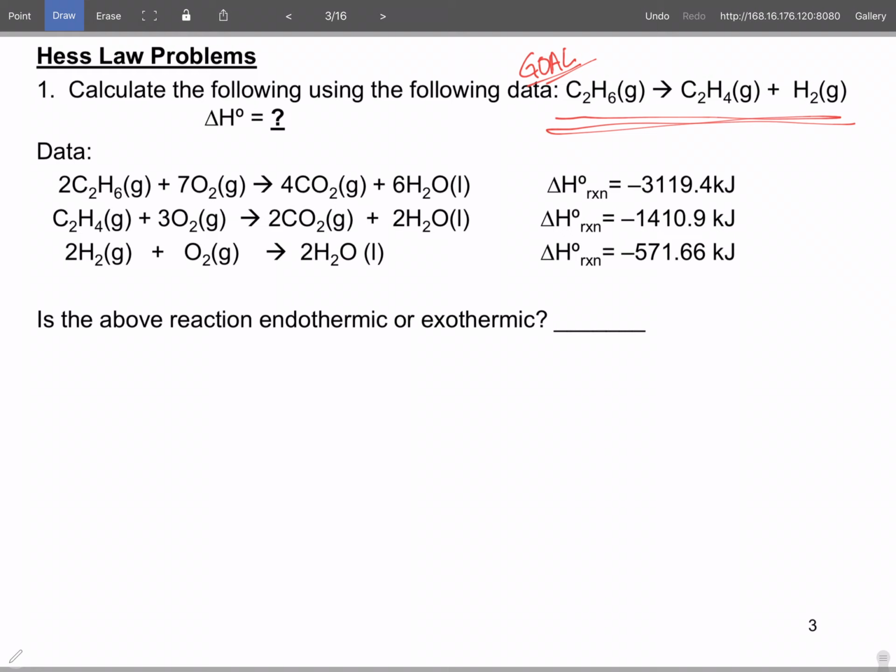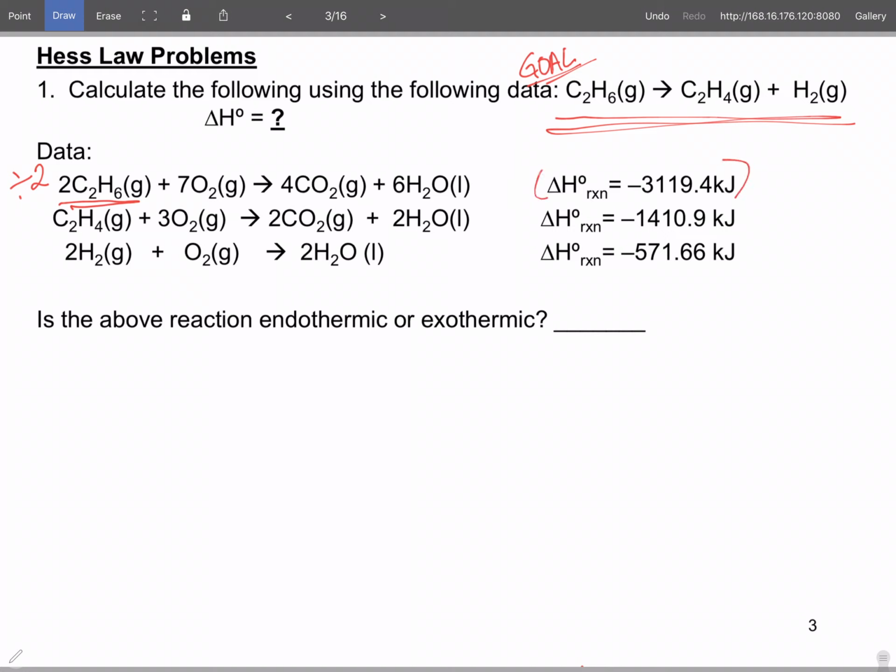So, the way to work this, the easiest thing, is left to right. We notice that this first step has the C2H6, and we have it on the reactant side, which is where we need it, so we're going to leave it alone for that. But our goal only has 1. Here we have 2, so we're going to have to divide it by 2. And remember, what you do to the equation, you do to the delta H value.